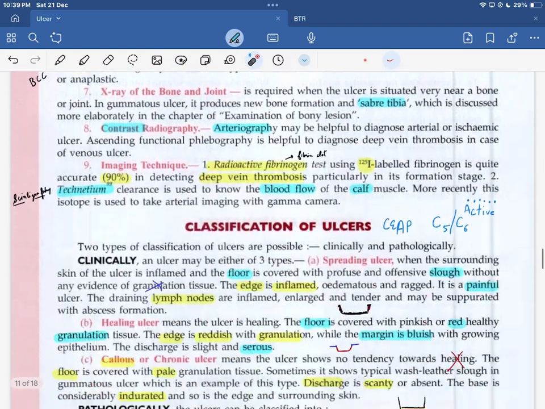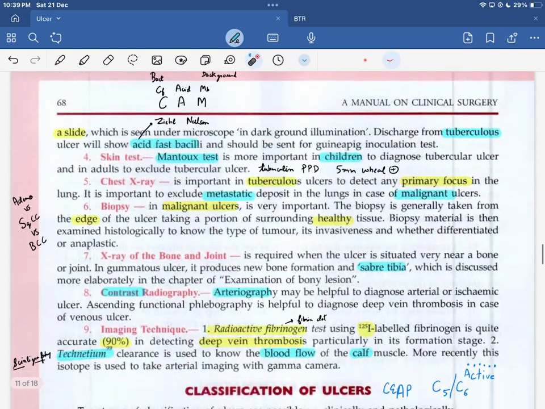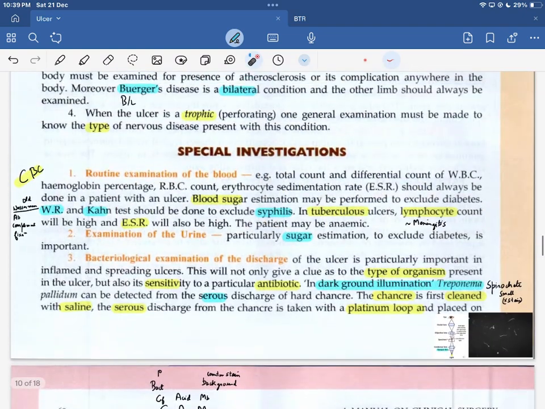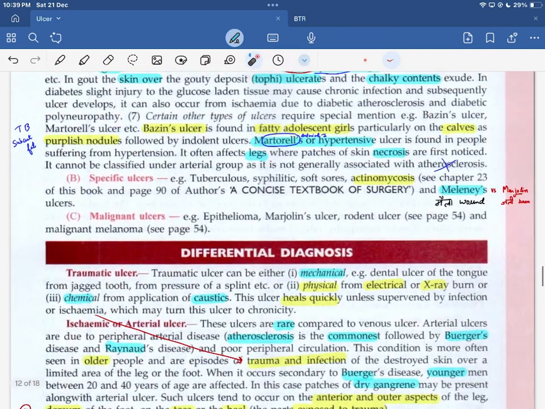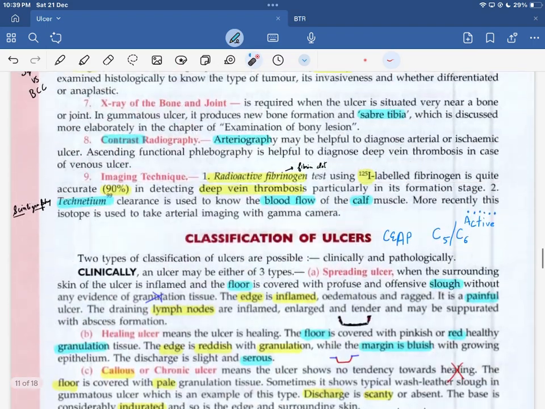So I think I should cover this. It's not very hard, the special investigation. And in the next video, I'll be talking about the classification and the differential diagnosis of the ulcers.